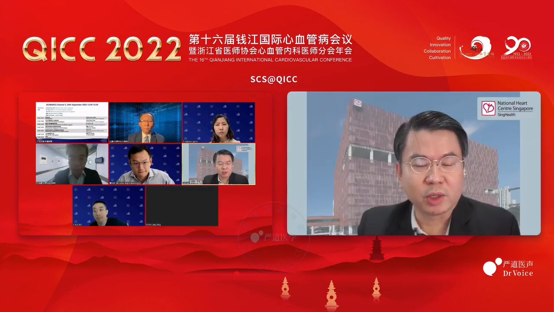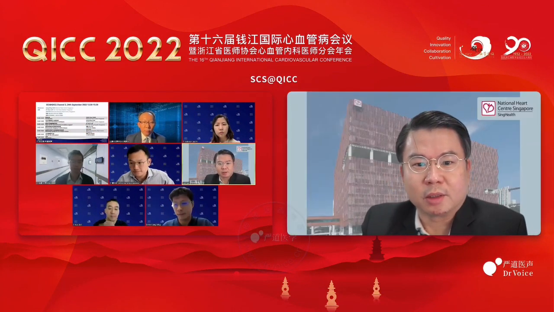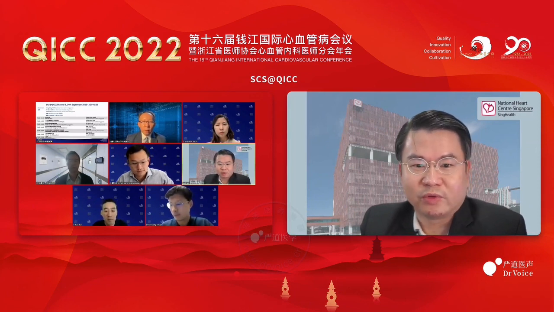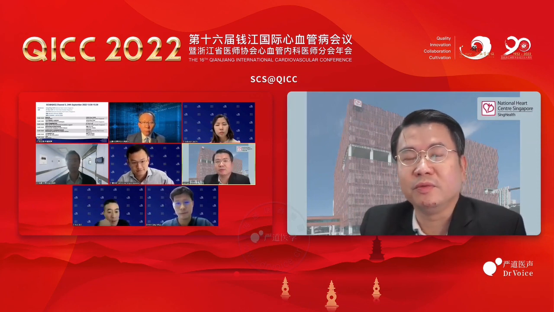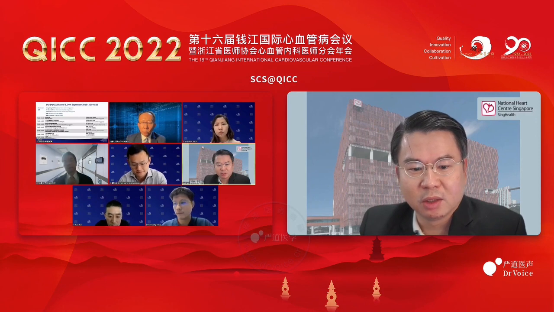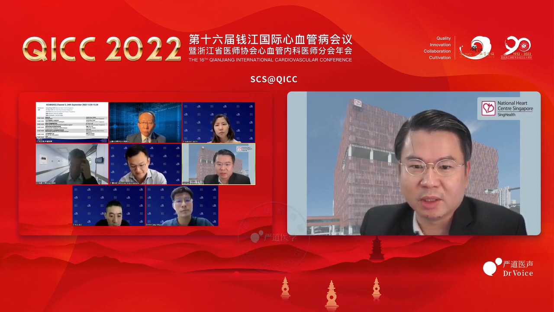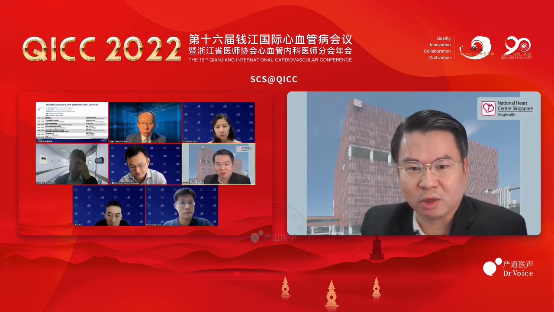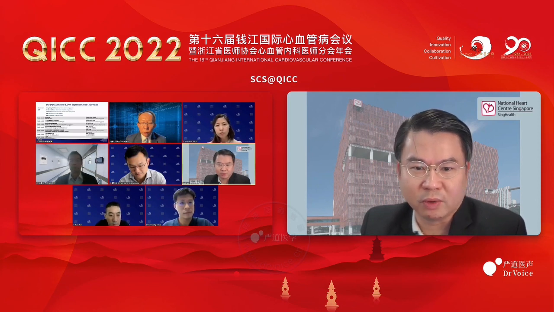Can I ask a quick one? Professor Liu, if you do see a lot of calcification, would you use a third generation P2Y12 inhibitor, like ticagrelor rather than clopidogrel, even for elective cases for intervention? Does it help with the no reflow or slow flow?